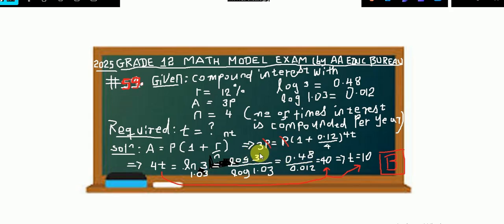Take ln of both sides. When you take ln of both sides, we get 4t ln of 1.03 is equal to ln of 3.